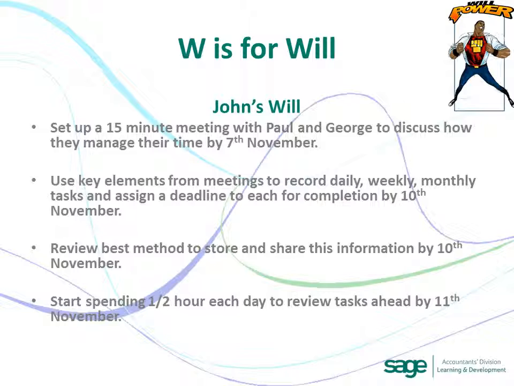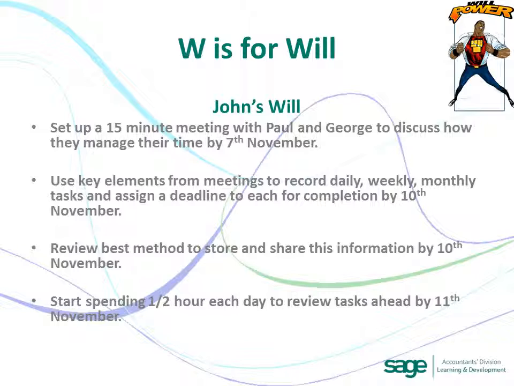So John's will then, he is going to set up a 15-minute meeting with Paul and George to discuss how they manage their time by the 7th of November, so he's being specific, he needs to get that done by that time. He's then going to use key elements from meetings to record daily, weekly, monthly tasks and assign a deadline to each for completion by the 10th of November.